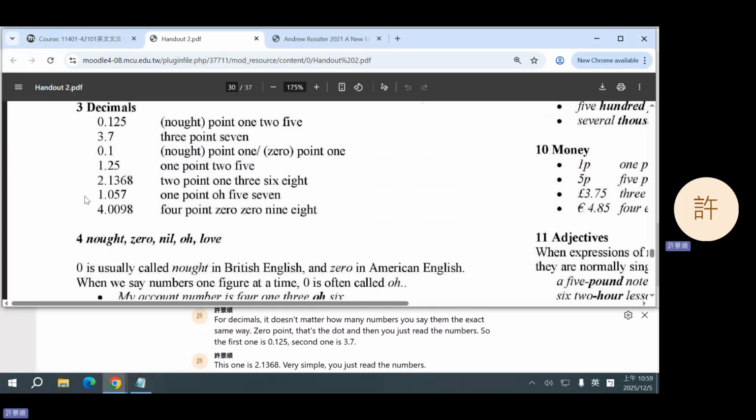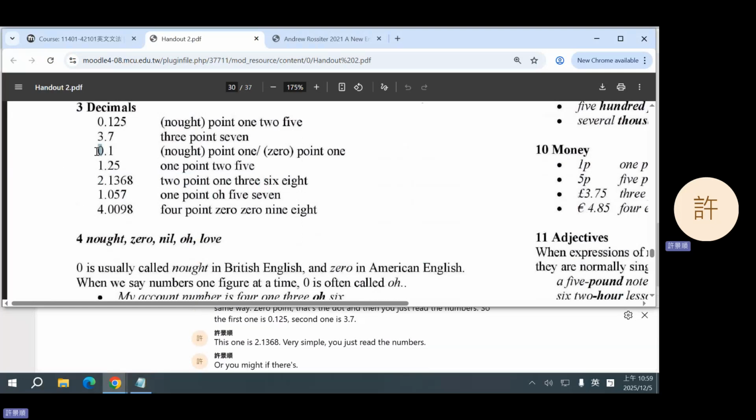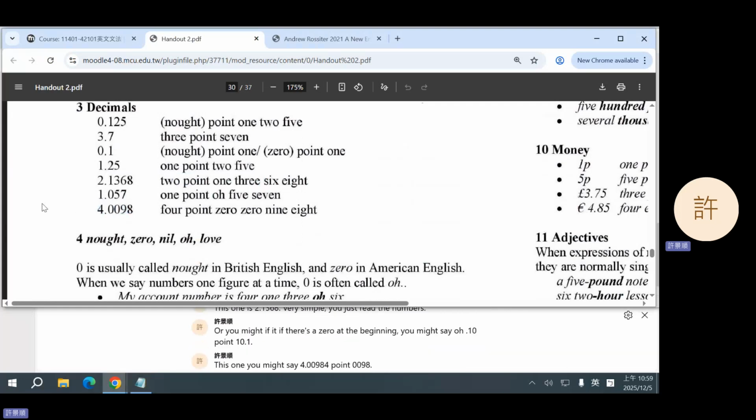Or if there's a 0 at the beginning, you might say "oh point one." This one you might say 4.0098.